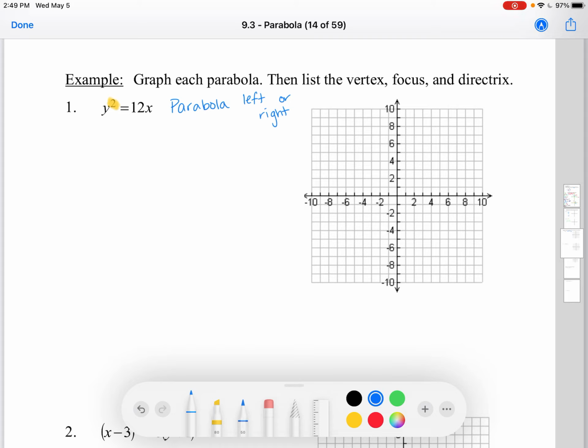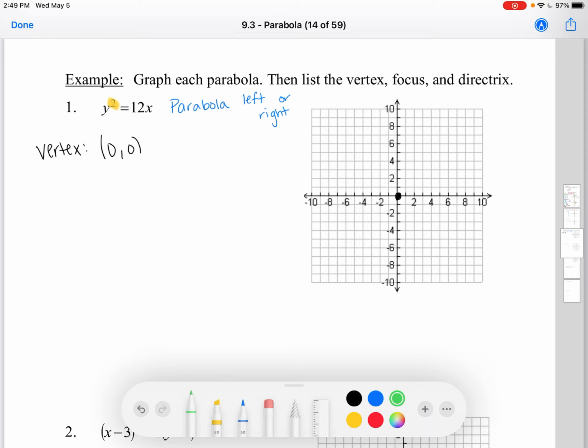And now we start working. As soon as we know which directions are my possibilities, I'm going to find the vertex first. There is no h or k with any of these, so my vertex will be at (0, 0). As soon as we know something, we're going to put it on our graph.